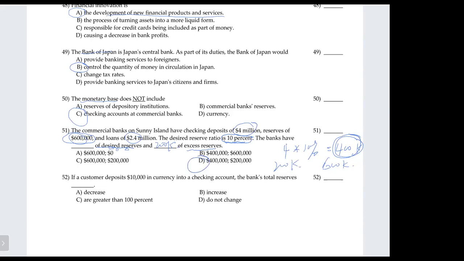Okay. 52. If a customer deposited 10,000 in currency into a checking account, the bank's total reserve will increase, right? Because the bank has a deposit, and by requirement they must have some reserve that corresponds to the increased deposit, right?